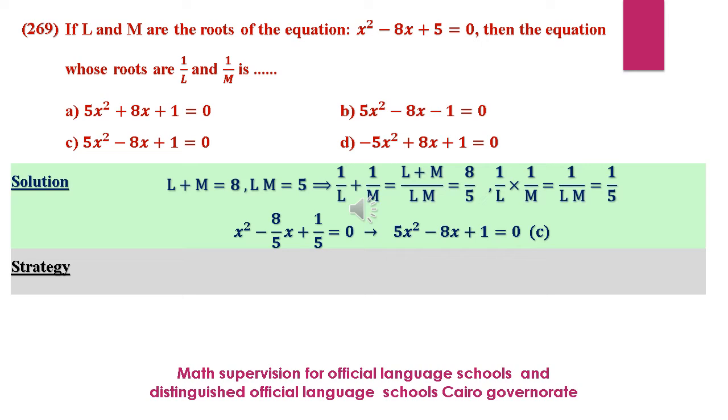Now, 1 over L plus 1 over M equals (L + M) over LM, which is 8 over 5. 1 over L times 1 over M equals 1 over LM, which is 1 over 5. So the equation will be x^2 minus the sum, 8 over 5 x, plus the product, 1 over 5, equals 0. By multiplying the whole equation by 5, we get 5x^2 - 8x + 1 = 0.